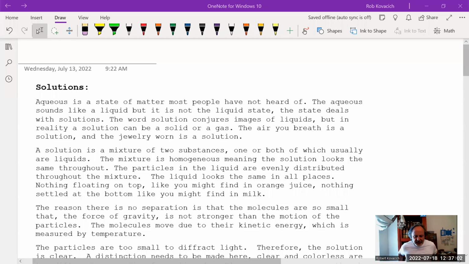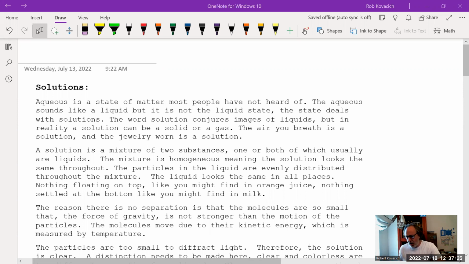Our topic today is going to be solutions. We probably have an idea of what solutions are on a day-to-day basis, but in chemistry, solutions have a very specific set of circumstances for them to be classified as solutions. Aqueous is a state of matter, and what that means is something has been dissolved in something else.